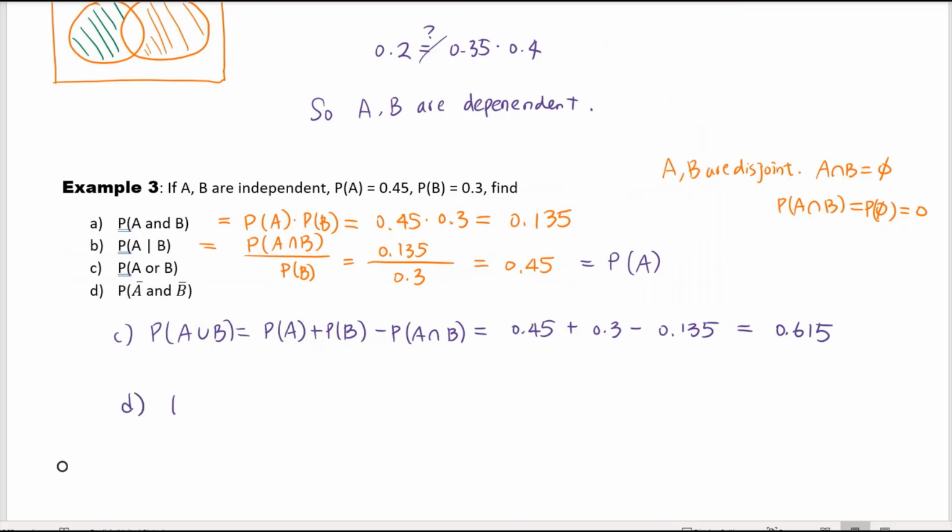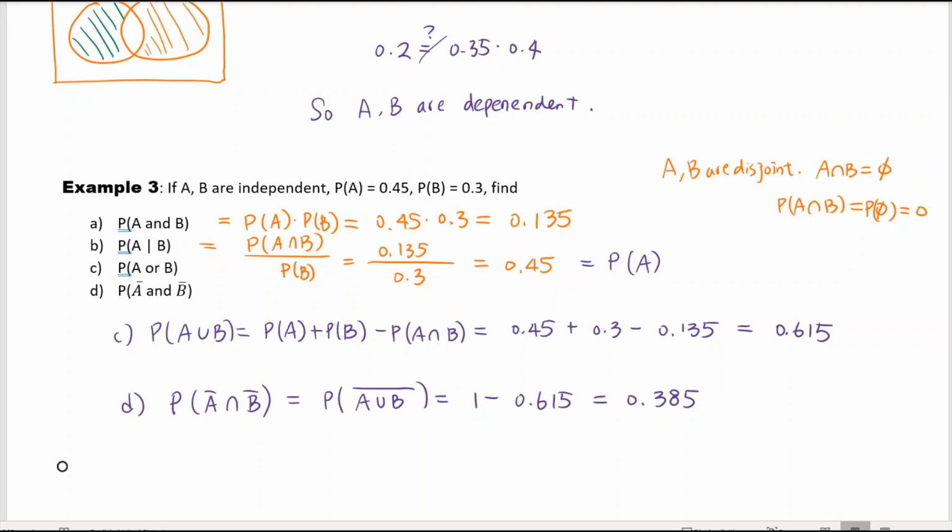How about part D? P of A complement and B complement. Again, by De Morgan's law, this is the complement of A union B, which is part C. So that is why this is 1 minus 0.615, and the answer is 0.385. Right?